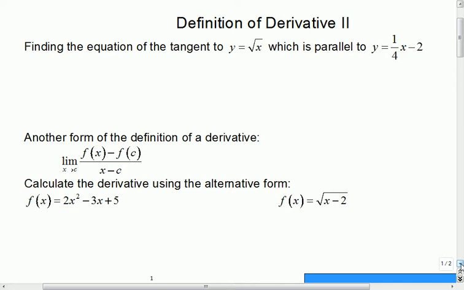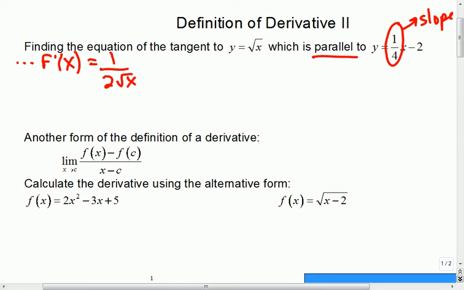That's right. So here's the clue. If it's parallel to this graph, there's the slope. So they have to have the same slopes. So we've already figured out from the previous one that the derivative is 1 over 2 root x. So we can use that information now to say, where does that equal 1/4?